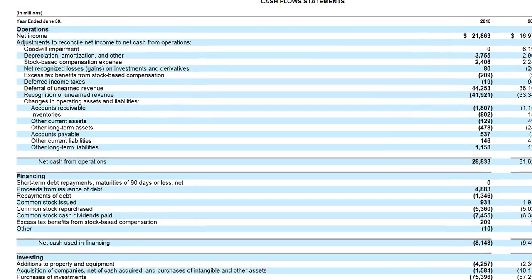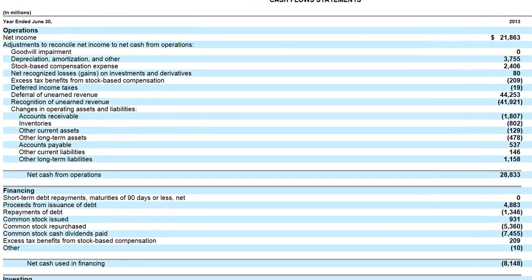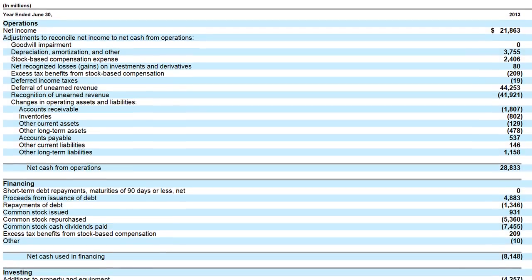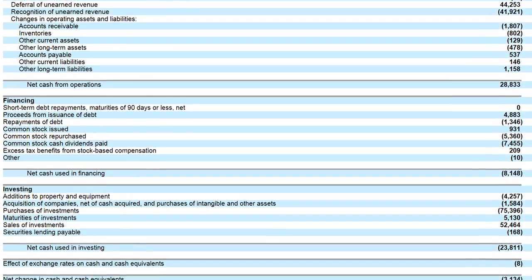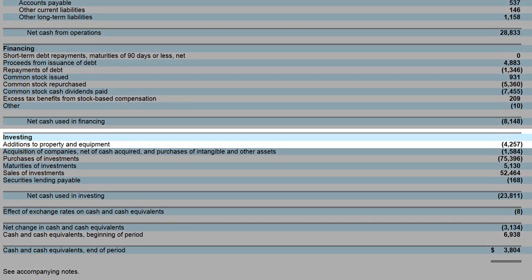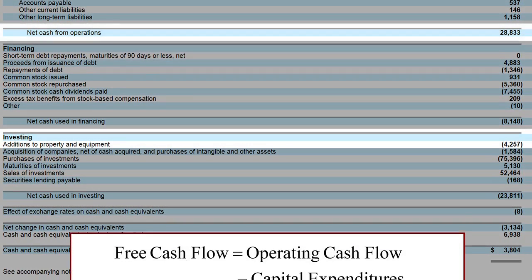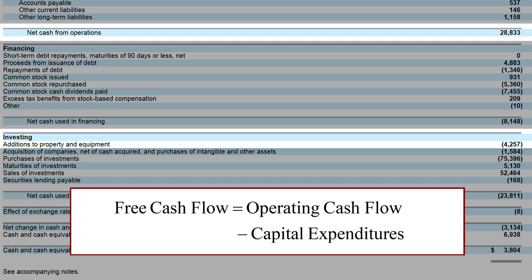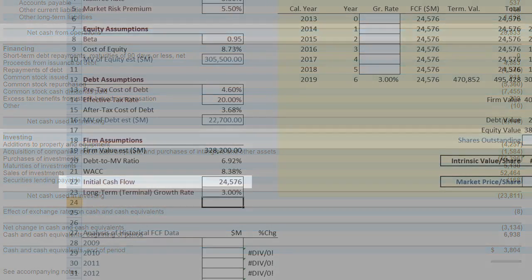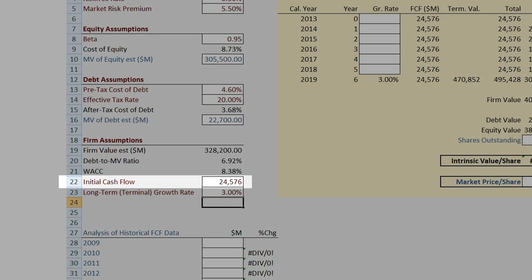We find the operating cash flow on their net cash flow from operations, which in 2013 was $28.833 billion. Looking on down the cash flow statement, we can find their capital expenditures as additions to property and equipment of $4.257 billion. Subtracting the capital expenditures from the operating cash flows gives me a total free cash flow of $24.576 billion for Microsoft in 2013. This will serve as my initial cash flow from which I build future years' cash flows.